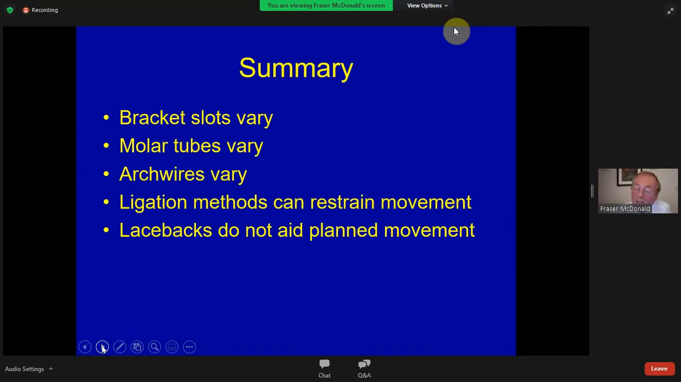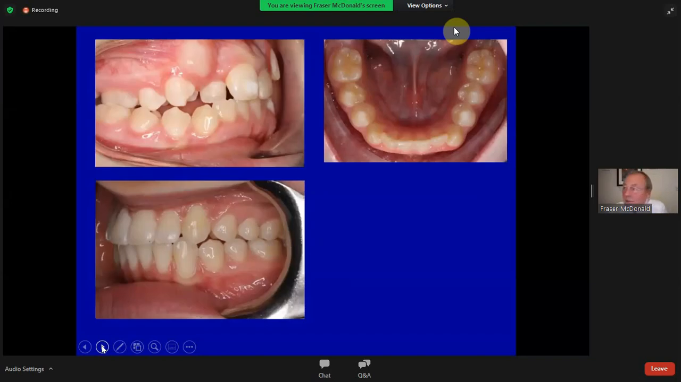And the lacebacks don't always aid the planned tooth movement you want. But the final thing you should do is look clinically what's going on. And for some reason, we seem to be de-skilling a bit, which we've all got to start practicing.